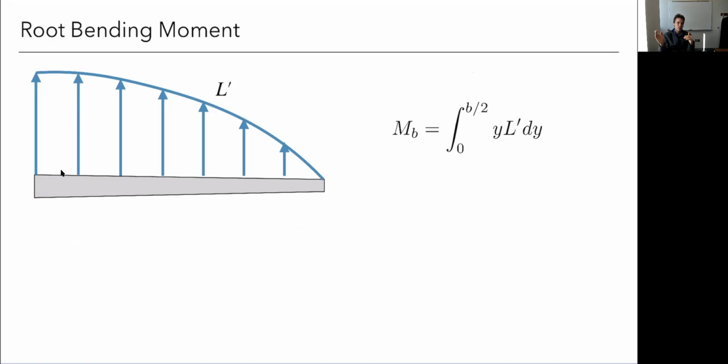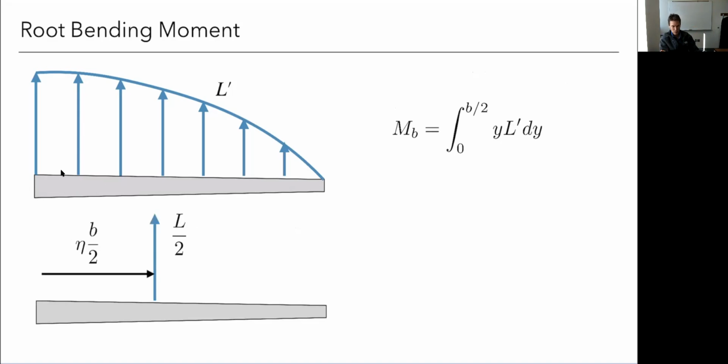And of course, that could come with a moment, but if we put it at the center of the loading, then it'll just be a point force at some location, okay? We don't know where that location is per se because we haven't said what L prime is. It's just any arbitrary lift distribution, but we know that the total force is L over 2, right? And since this distance here is b over 2, we're going to say this distance is eta times b over 2. Eta is an unknown. I don't know what it is yet, but it's something between 0 and 1, right?